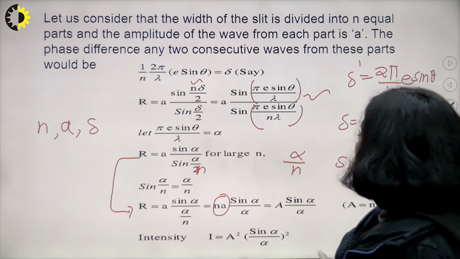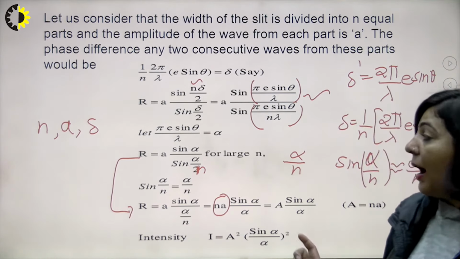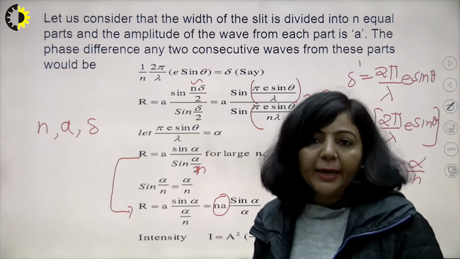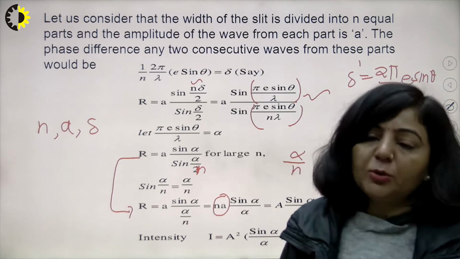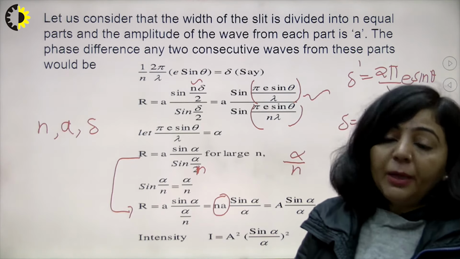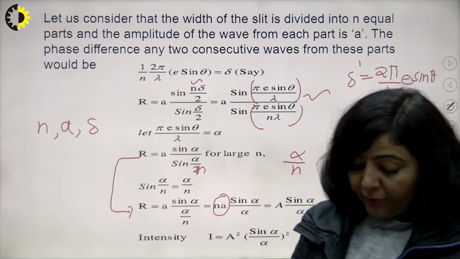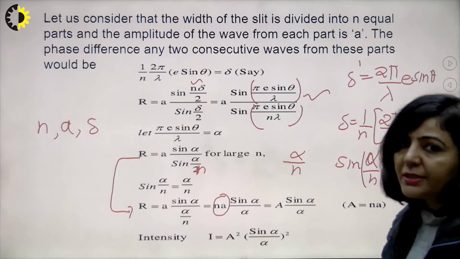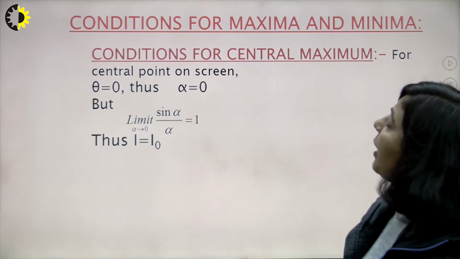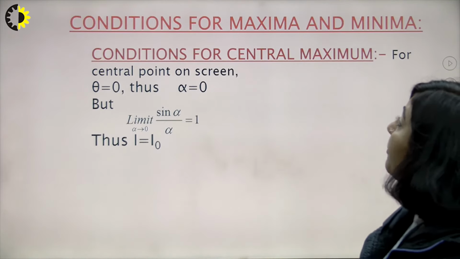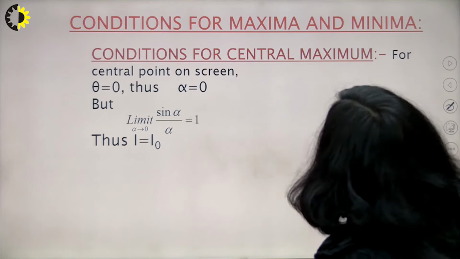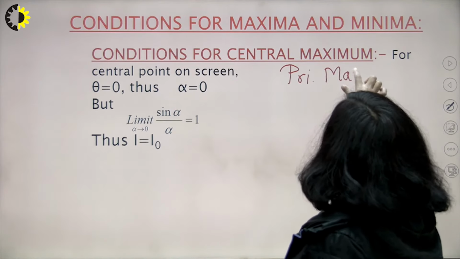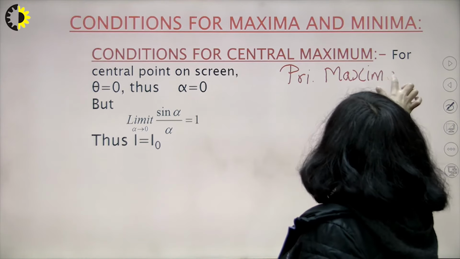These two expressions, one for R and one for intensity, are going to decide when P will be the point of principal maxima, when it can be a point of minima, and when it can be a point of secondary maxima. That is completely decided by this R and I. So now I am going to decide those points. First we are going to decide the condition for central maxima, or principal maxima, with the help of R and I.